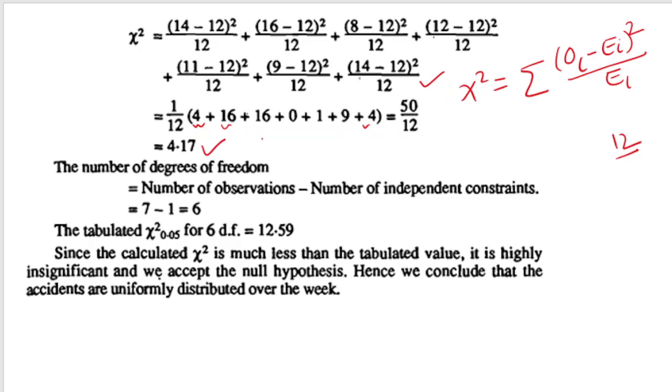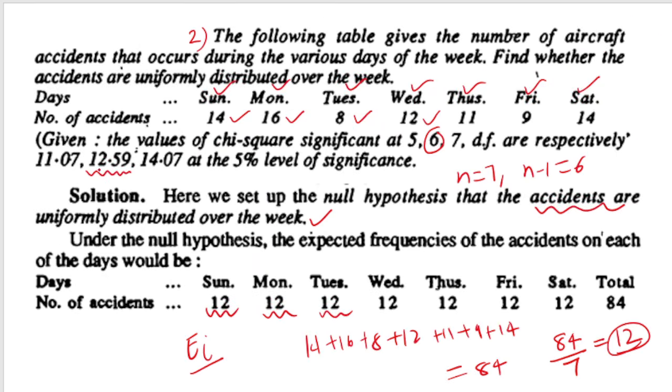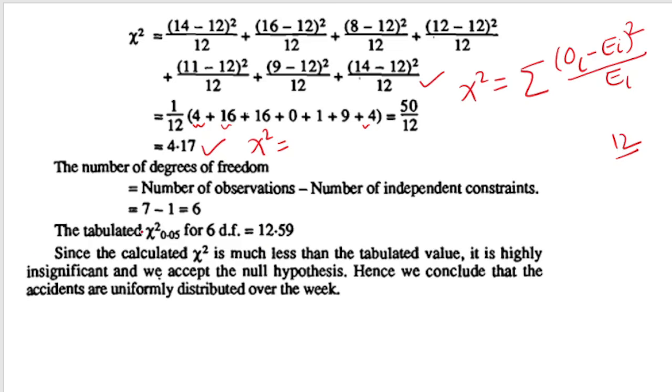So this is the calculated chi-square value. What is the tabulated chi-square value? As I already told you, we have to use the value 12.59 because the degree of freedom is 6. So the tabulated chi-square for 6 degrees of freedom is 12.59. We note that the calculated value is less than the tabulated value, meaning 4.17 is less than 12.59. So we can accept the null hypothesis.